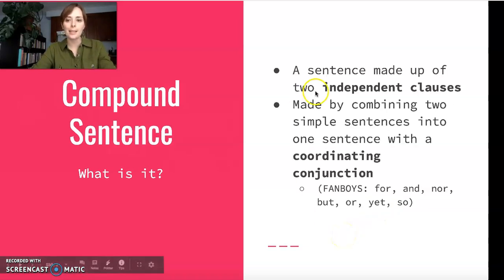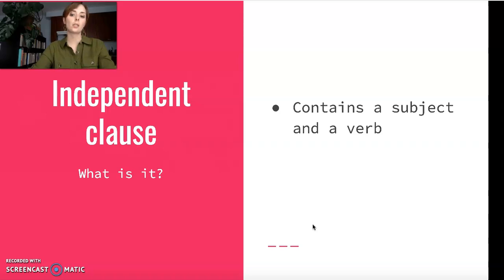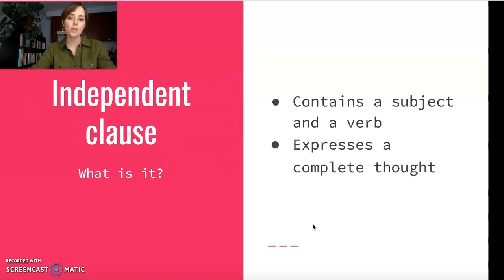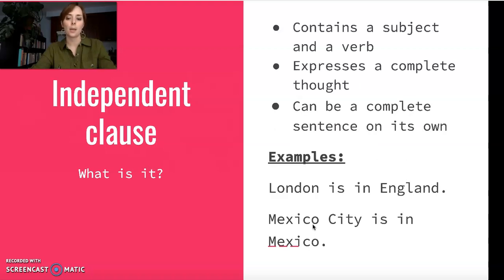So what is an independent clause? Because we said a compound sentence is a sentence made up of two independent clauses. So an independent clause contains a subject and a verb. It expresses a complete thought, and it can be a complete sentence on its own. So let's look at some examples.